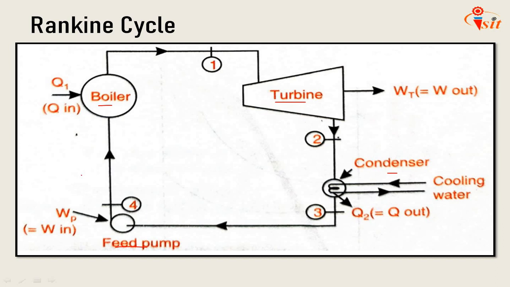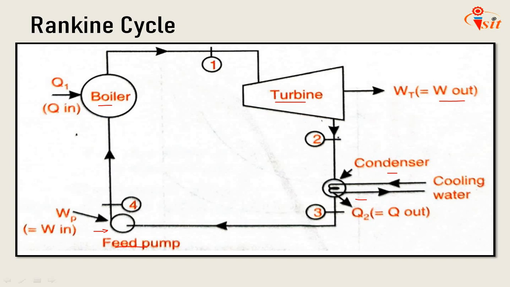Here Q1 is the heat absorbed by the boiler, we get the work output from the turbine, heat is rejected in the condenser, and to the feed pump we need to supply work. So net work output will be turbine work minus pump work. That will be the net power output we are getting from this cycle.